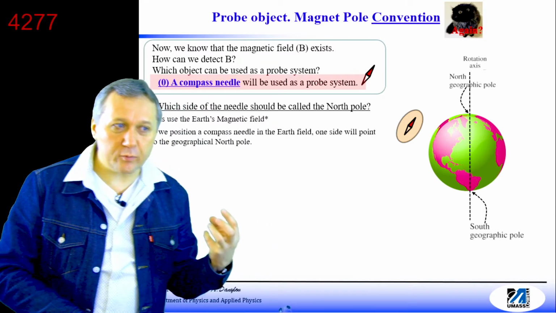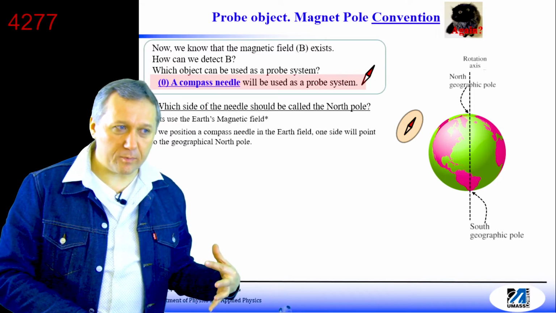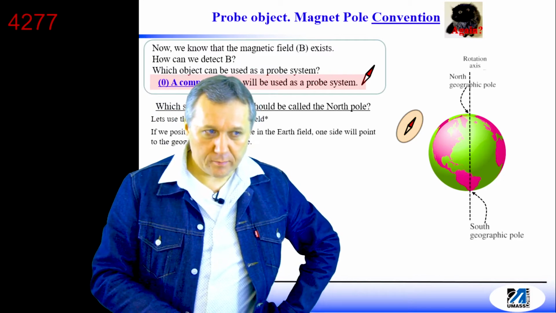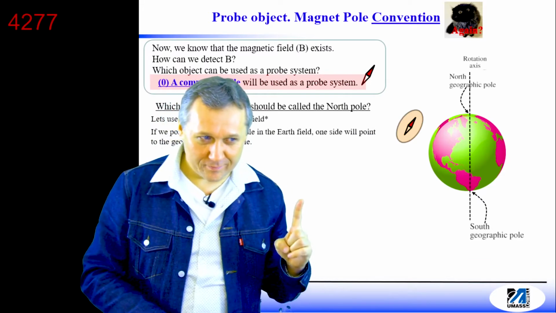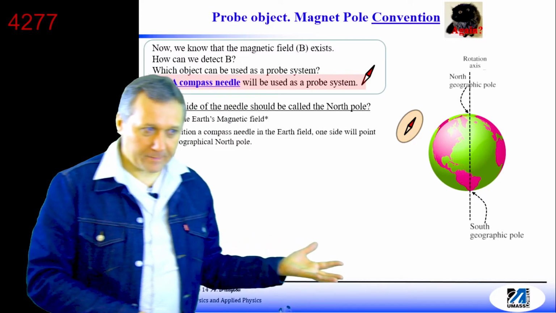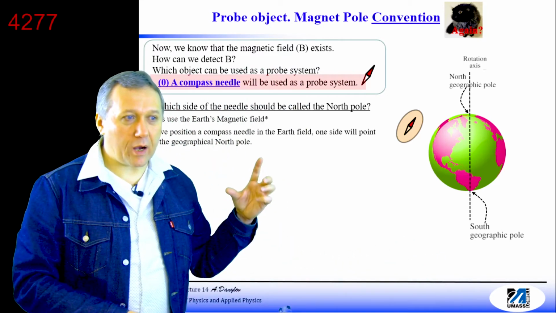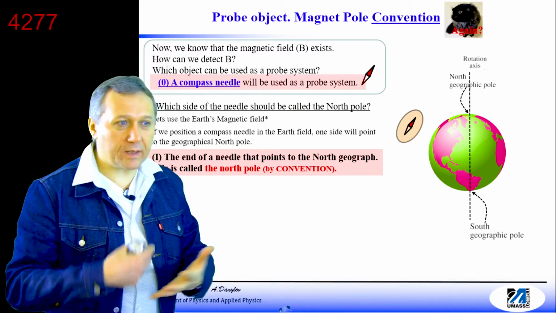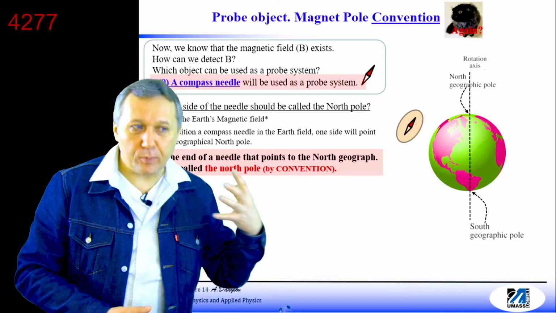And of course, it's a north magnetic pole of the needle. So at this point we're introducing a convention. That's how we decide which side of the compass needle should be called the north magnetic pole, because that side of the needle all the time points to the north geographical pole. And again, you see, this convention is barely connected to physics. It's more from a practical approach. So now, as a consequence, we can label or name the magnetic poles of the Earth.